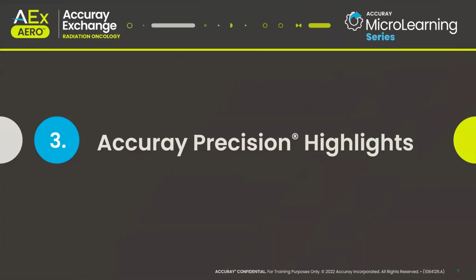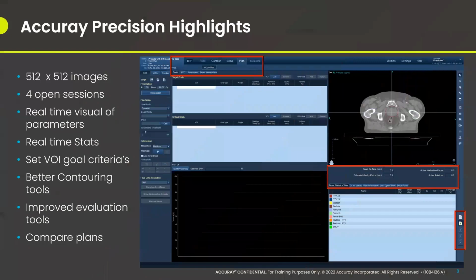So before I demonstrate the new planning software and show you some planning comparisons, I want to quickly go over our Precision software for those users who may not be familiar with it. So with Precision, the images will be imported as 512 by 512. You'll also have the ability to have 4 open sessions at a time. This area is highlighted by the red rectangle there in the lower right side of the screen. Now, these open sessions can be used for optimizing plans, setting up new plans, or just having another patient loaded, ready for the physician to review and evaluate.